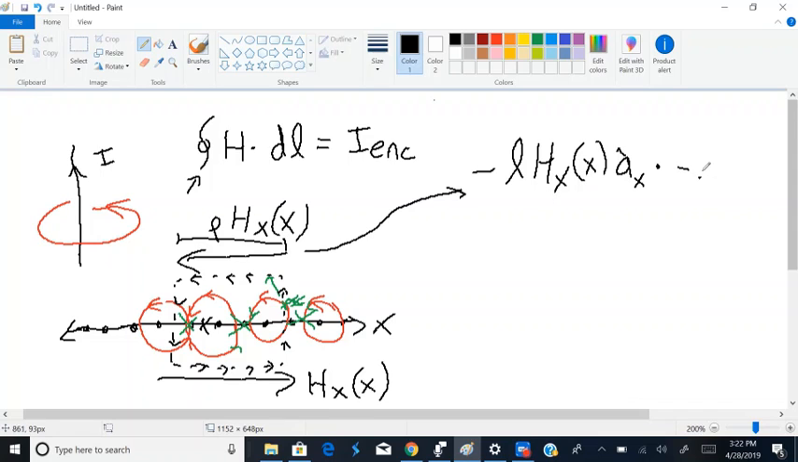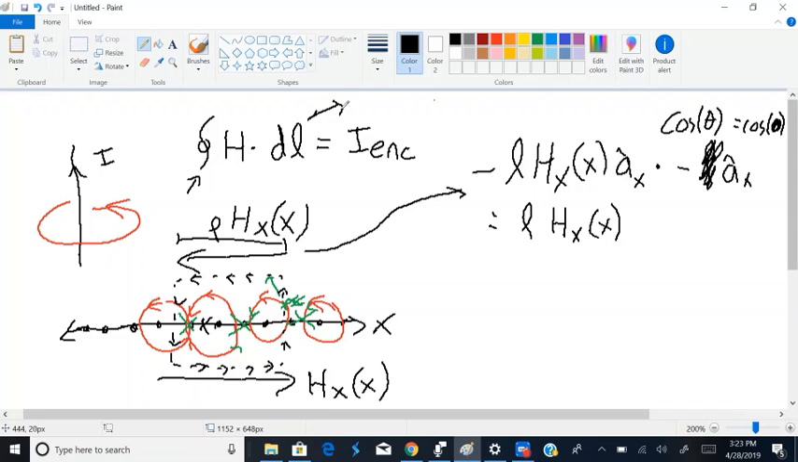Now, really, these are the magnitudes multiplied by cosine of theta, which is really cosine of 0, which is 1, as we all know. Now, this is basically going to turn into L times hx of x. This is dl, sorry, so there's no L here, because dl is infinitely small. It's just minus ax. So that way we get L times hx.